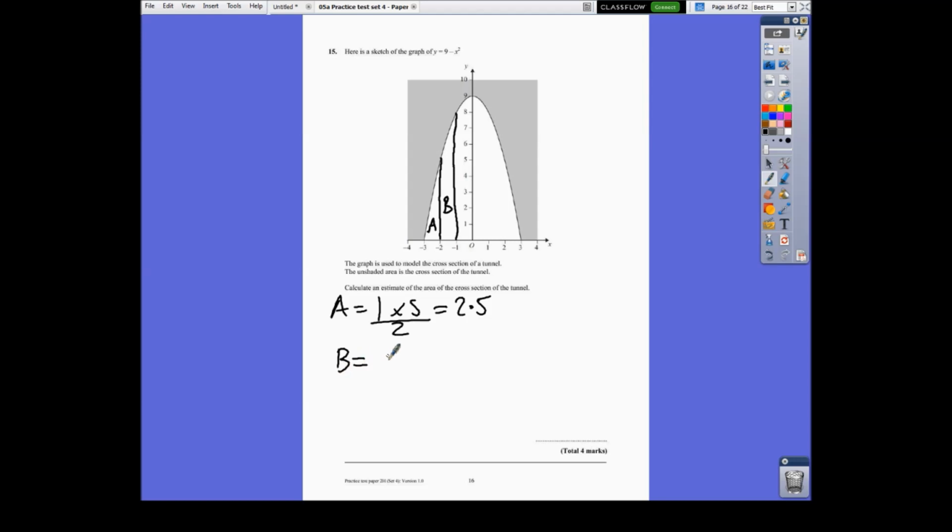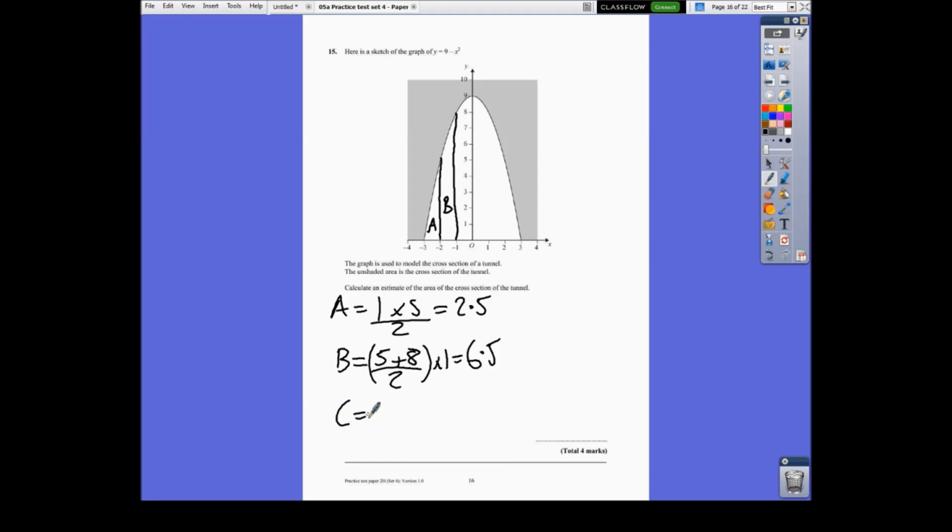So to do a trapezium, we'd add together the two parallel sides, so 5 add 8 and half it, and multiply that by the distance between them, so 1. So 5 add 8 is 13 and half it is 6.5. And multiply by 1 leaves it at 6.5.